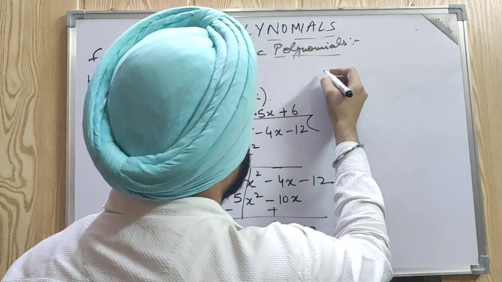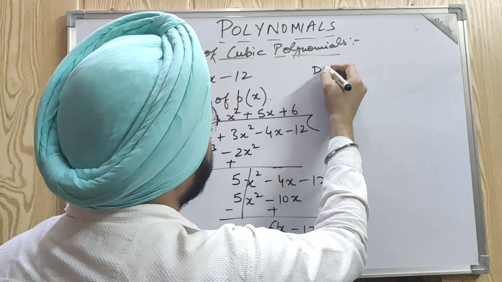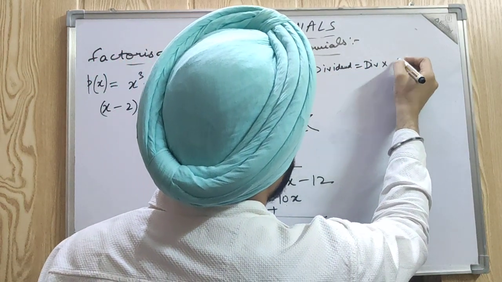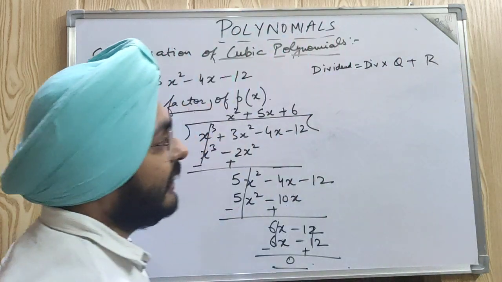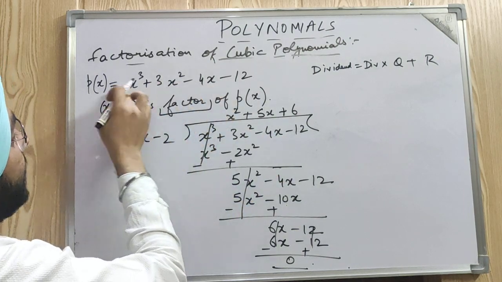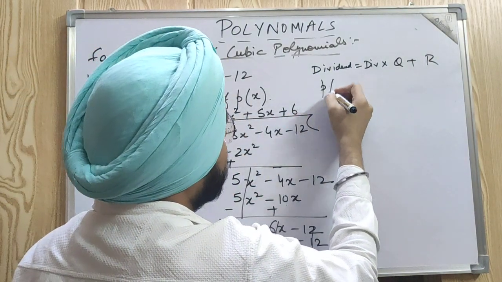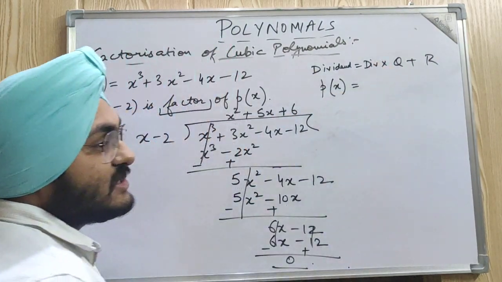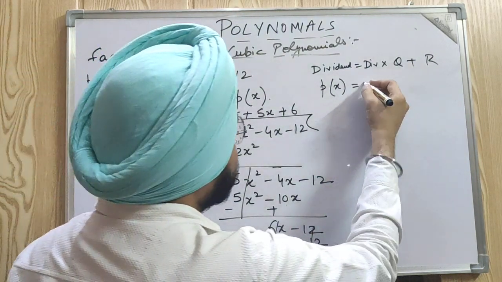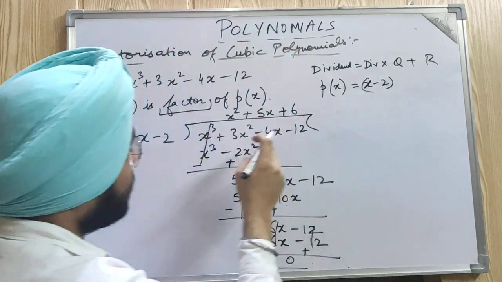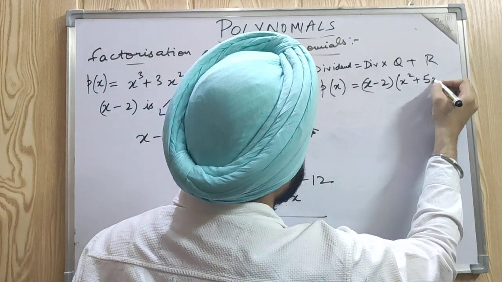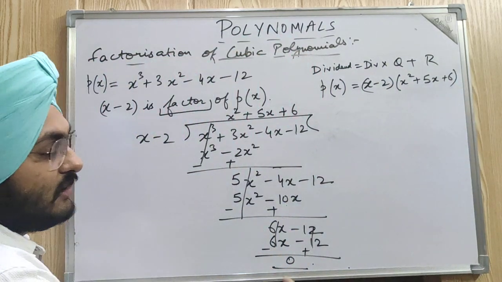So you know the concept of dividend is equal to divisor into quotient plus remainder. So what's the dividend here? Dividend is this one, and this we have taken as what? Px. So instead of dividend, can't I write px? What's the divisor here? The divisor is that by which we are dividing, that is x minus 2. And what's the quotient? This one, that is your x square plus 5x plus 6. And what's your remainder? Plus 0.